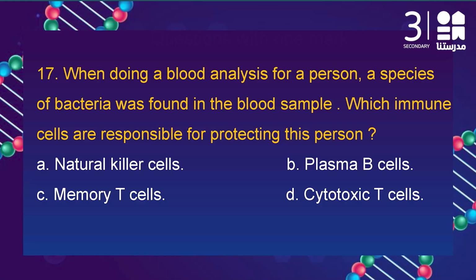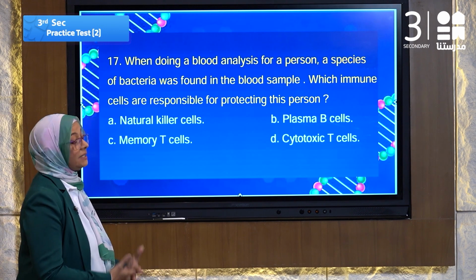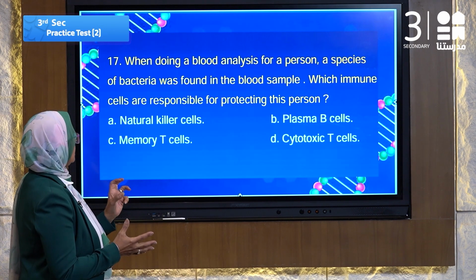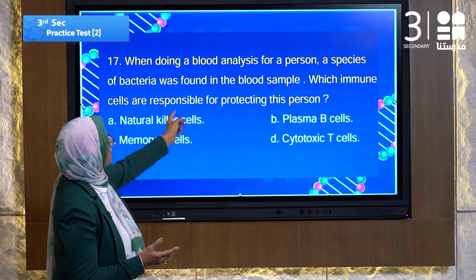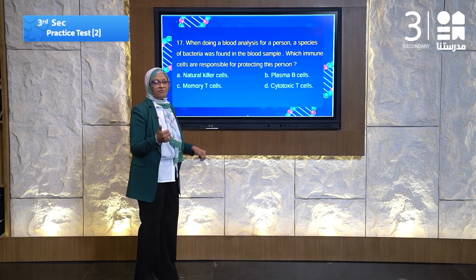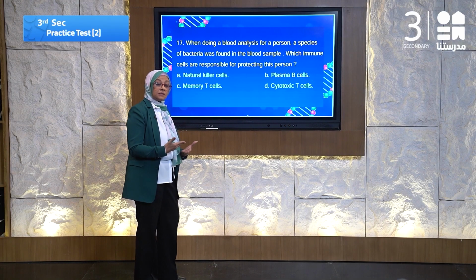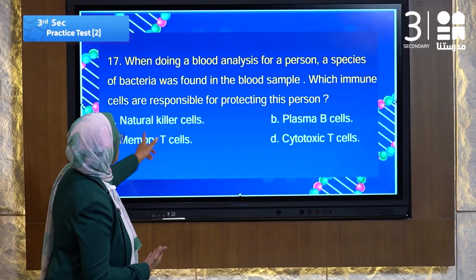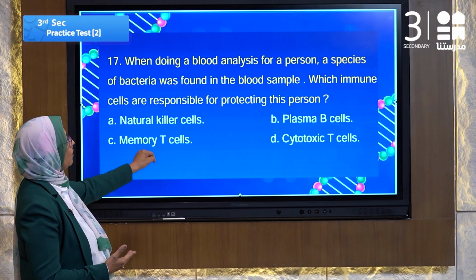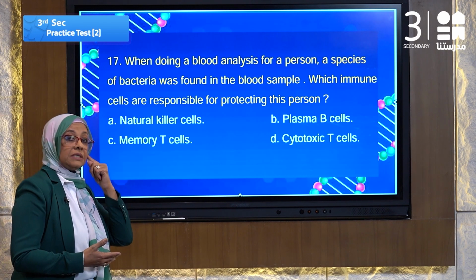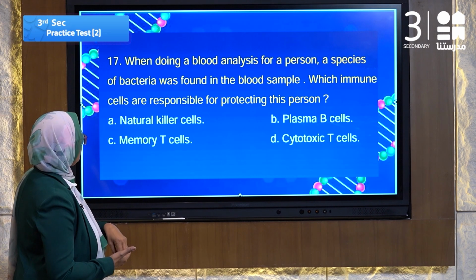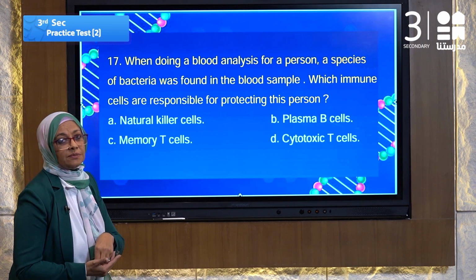17, when doing a blood analysis for a person. Blood analysis means checking the quality and the quantity of the level of substances inside the blood. A piece of bacteria was found in the blood sample. Wow, it is infected by bacteria inside the blood. Let's see which immune cells are responsible for protecting this person. When bacteria are found inside the blood, there must be a type of cell to protect this person.